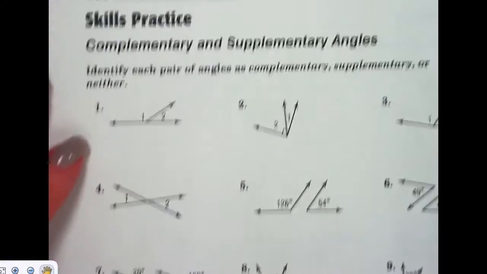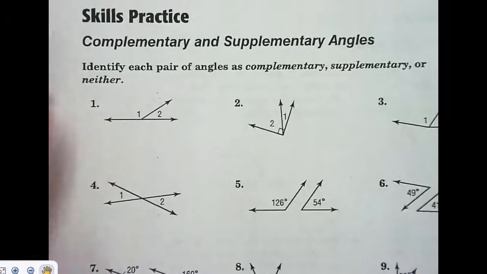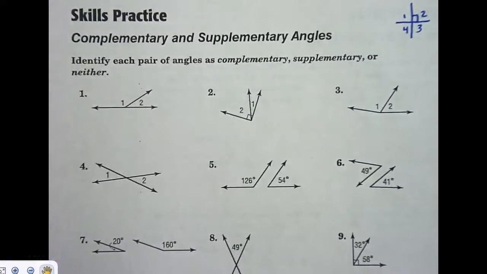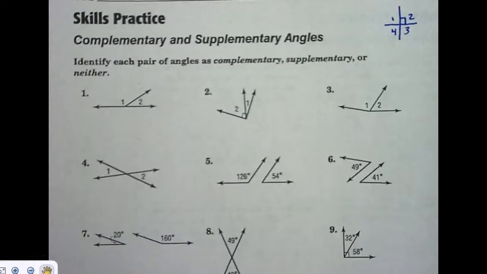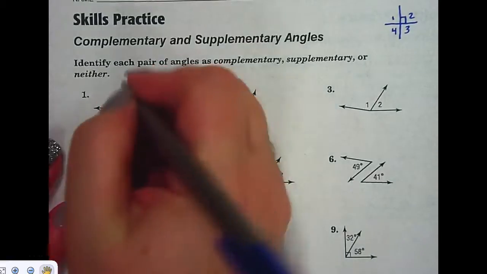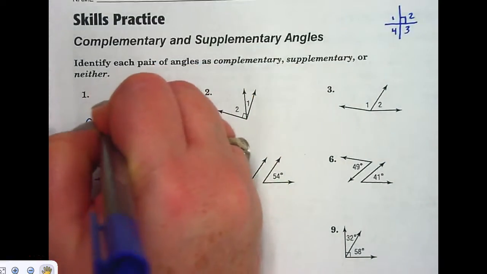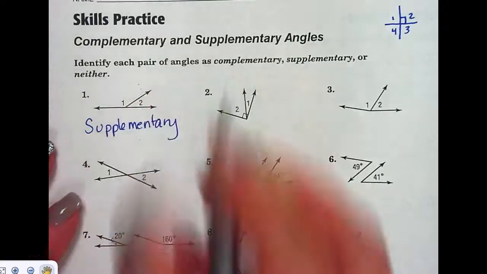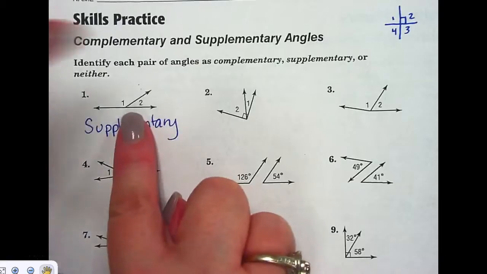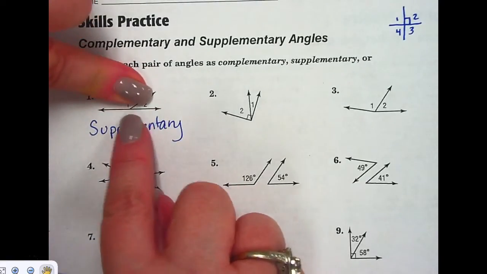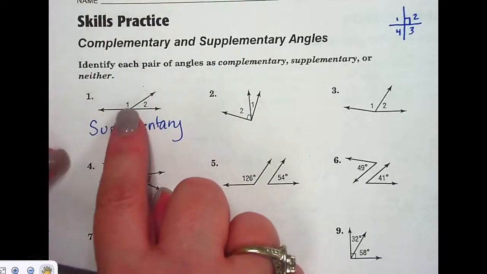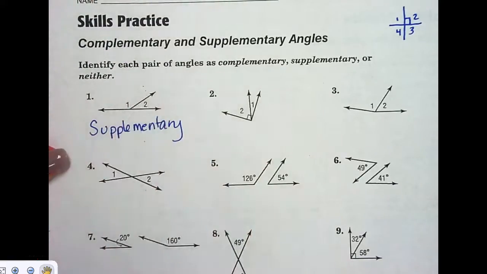All right, so let's just look up here at the top. Identify each pair of angles as complementary, supplementary, or neither. Anybody tell me about number 1? Autumn. Supplementary. My clue is that there's a straight line. If I don't pay attention to this ray, there's a straight line right there that's 180 degrees, and we're splitting it with a ray, and we're making 2 angles.